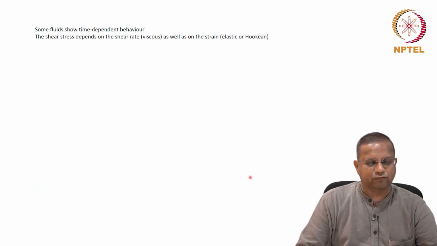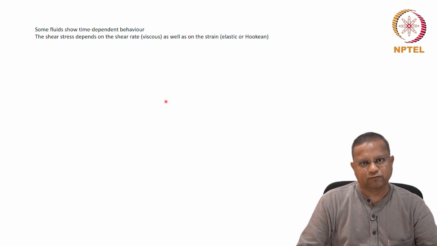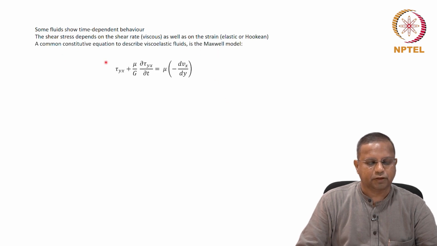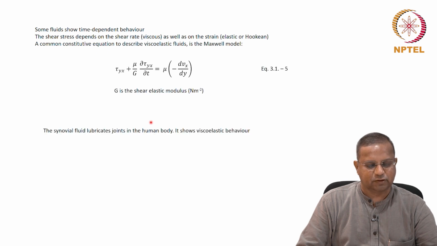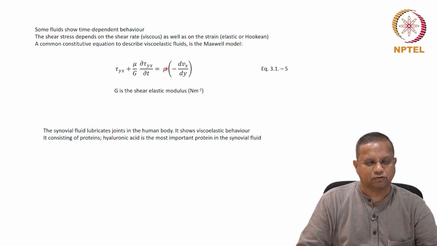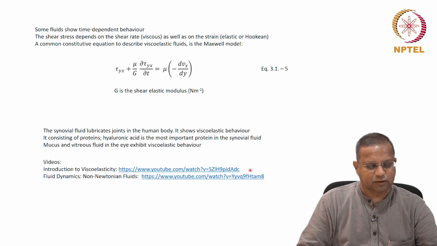Then I gave you a few videos, and we also said there are other types of fluids that are biologically relevant which show a time dependent behavior. Those are called viscoelastic fluids. Okay, and this is the equation that governs viscoelastic fluids. Examples are synovial fluid, the hyaluronic acid in the synovial fluid, hyaluronic acid in other parts of the body, the vitreous humor, and so on and so forth.